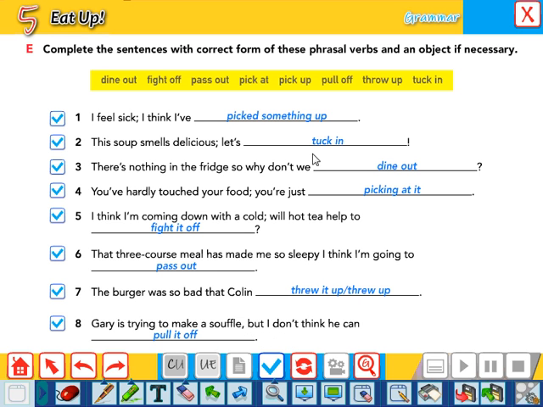Here, as you see, pick something up, tuck in, dine out, picking at it, fight it off, pass out, throw it up. Here, this is separable. Pick at it, this is inseparable. Pull it off, this is separable.